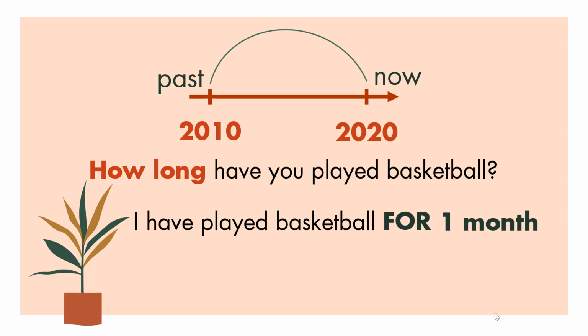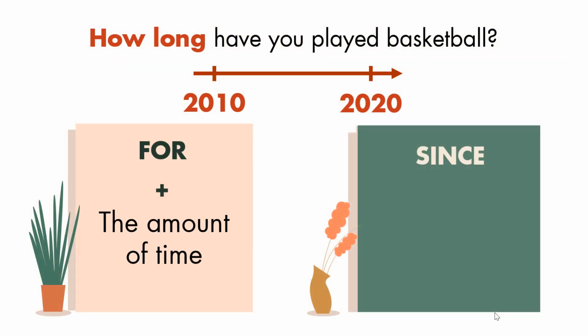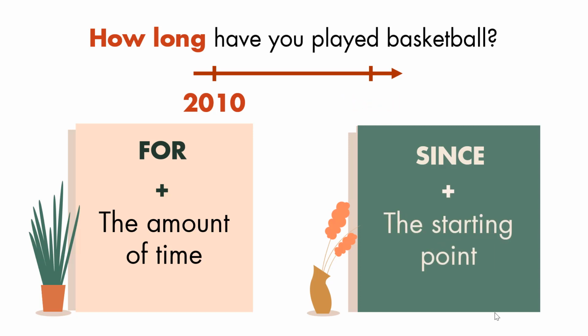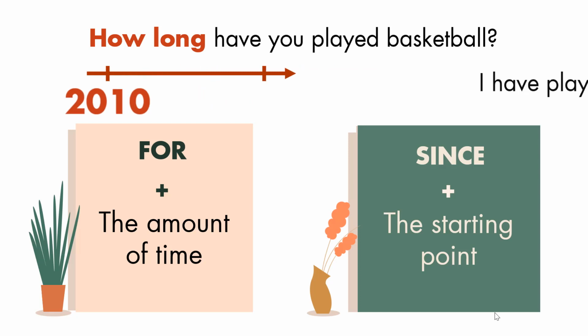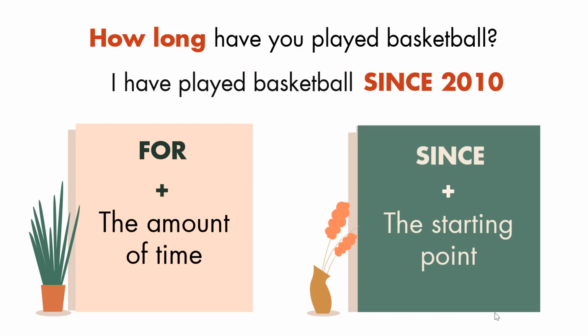So what if you don't remember exactly the amount of time, but you do remember the starting point of your action? I will give you another word for it. Since. We have a combination of since plus the starting point. Unlike for, we are not focusing on the amount of time this time. We only focus on the start of your action. In a sentence, we will have, I have played basketball since 2010. Or in another example, I have played basketball since last month.